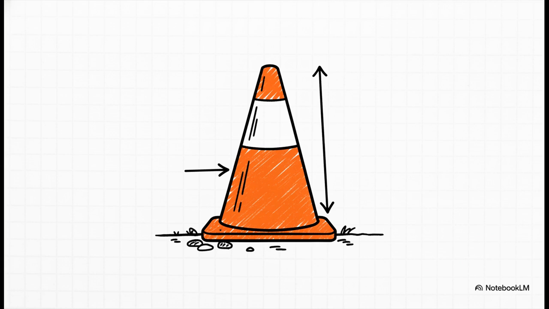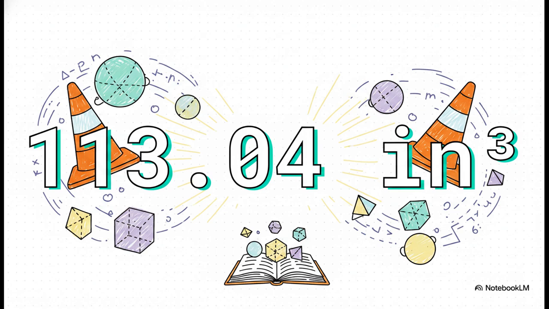Volume equals 1/3 times 3.14 times 3 squared times 12. Again, square the radius first. 3 squared is 9, so now we're looking at 1/3 times 3.14 times 9 times 12. When we multiply all of that together, the resulting volume of our traffic cone is 113.04 cubic inches. See how neatly that formula just unlocks the hidden space inside the shape?